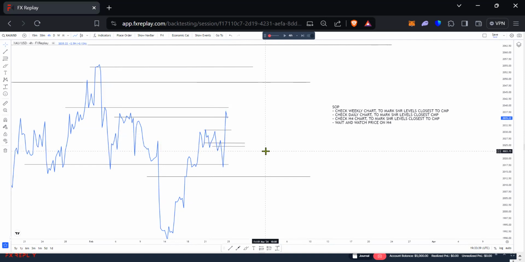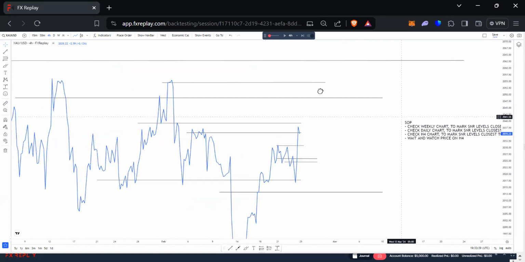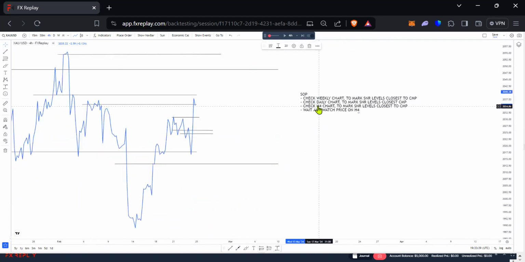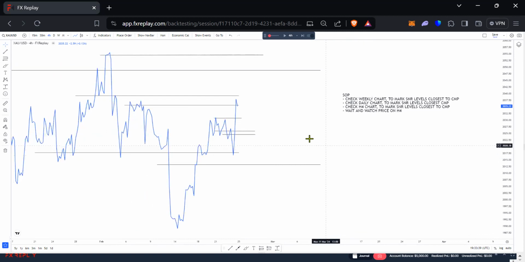Your setup time frame is just a time frame where you don't do anything after you are done with everything I mentioned here, from 1, 2, 3. Wait and watch price on H4 is what makes your H4 your setup time frame. So we simply wait for what happens on the H4 time frame.